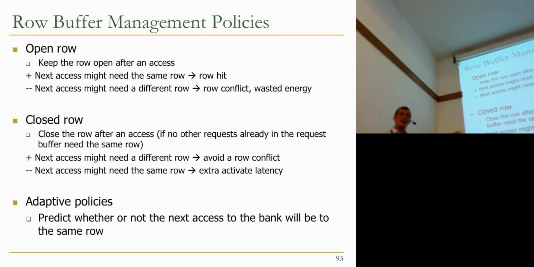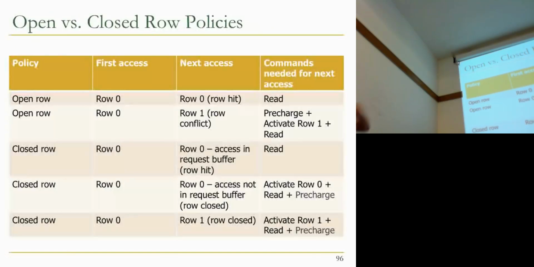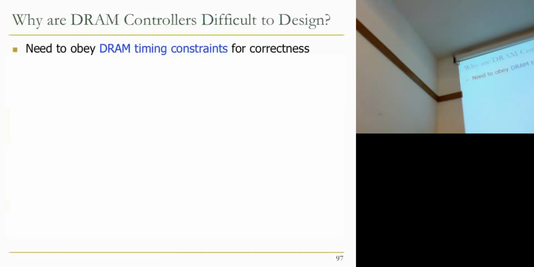Okay, so there are adaptive policies that many controllers actually use today. They try to predict somehow whether or not the next access to the bank will be to the same row, and they try to adapt the policy based on that. But this is, again, another area that's open for improvement, I think. How do you actually manage the row buffer in an intelligent way? I'll leave this to you to study. But let me briefly talk about why these controllers are difficult to design, and then we'll adjourn for the day.